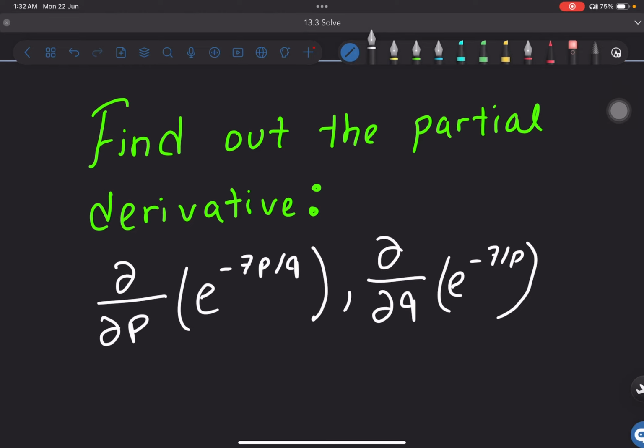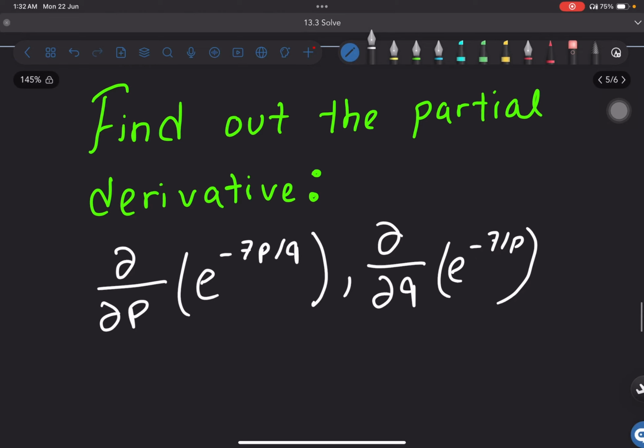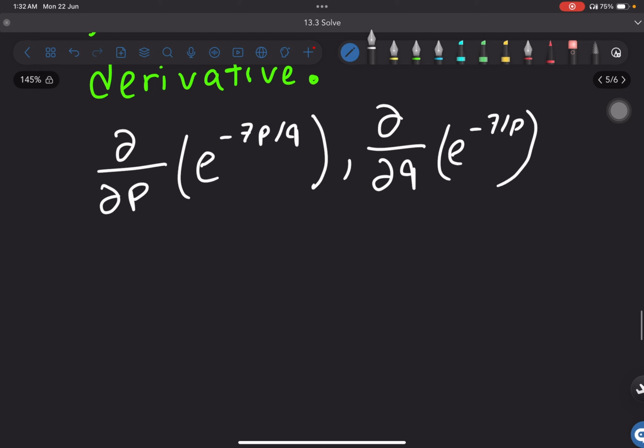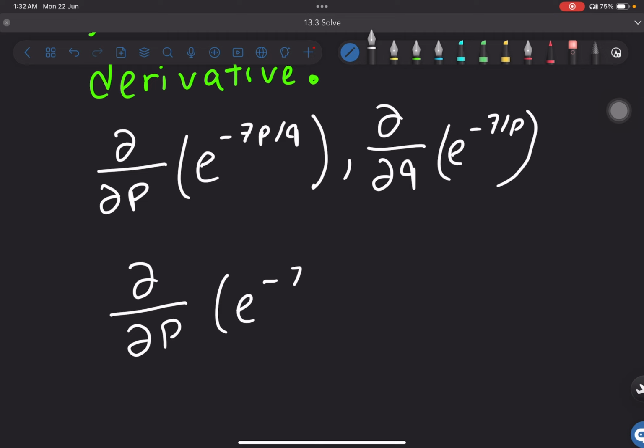How do we solve this math? As you can see, we have del over here, and this is a partial derivative. At first, when we try to do the derivative with respect to p, we write this as it is.